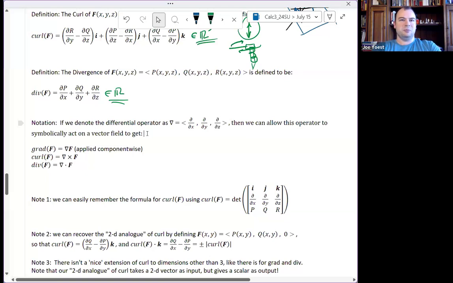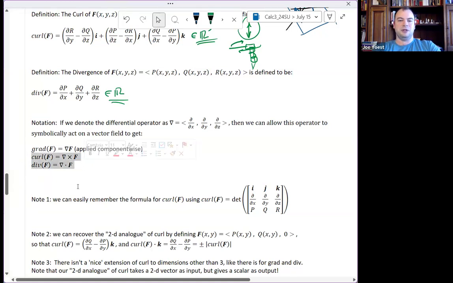We can then symbolically act this operator on a vector field to get something like grad f equals nabla hitting f, where we apply this component-wise. Again, gradient really takes in a scalar function, so I'm being a little bit loose here with the notation. But we can think of something like this.